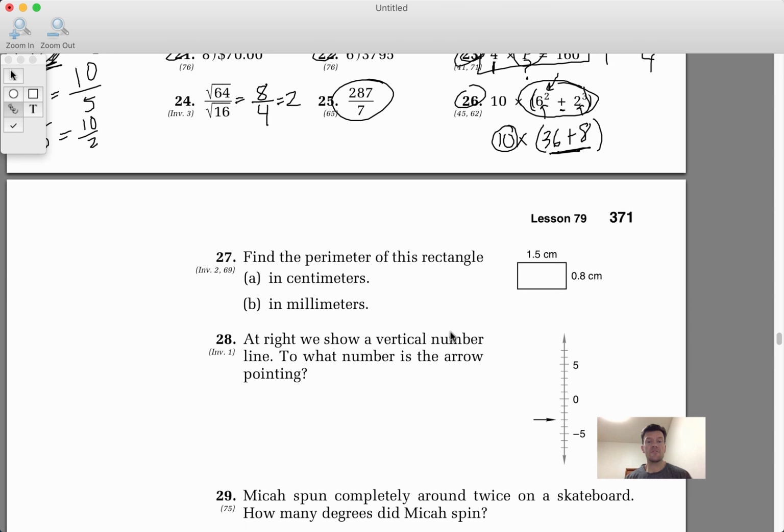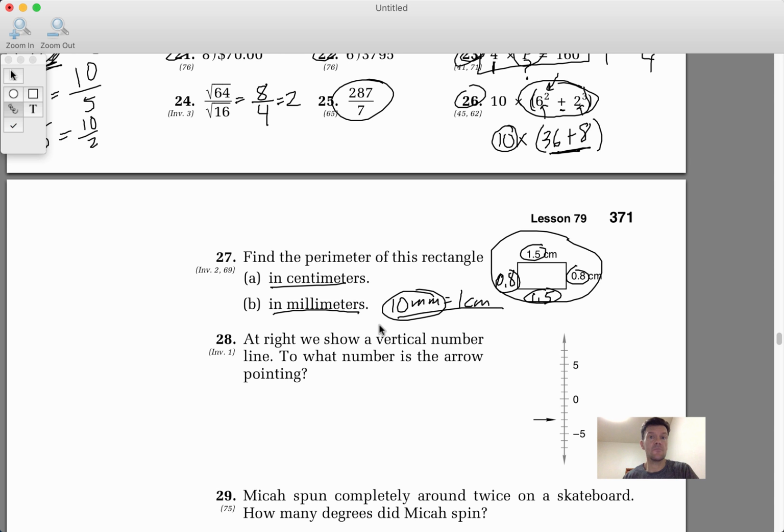Okay, find the perimeter of this rectangle. Perimeter, you just add up all the sides. Since this is a rectangle, the opposite sides are going to be equal. So add up all these sides, they're all in centimeters. And then once you get the answer in centimeters, you need to convert it to millimeters by multiplying by 10. There are 10 millimeters in 1 centimeter. So once you find the answer in centimeters, you need to multiply it by 10 to get the number in millimeters.